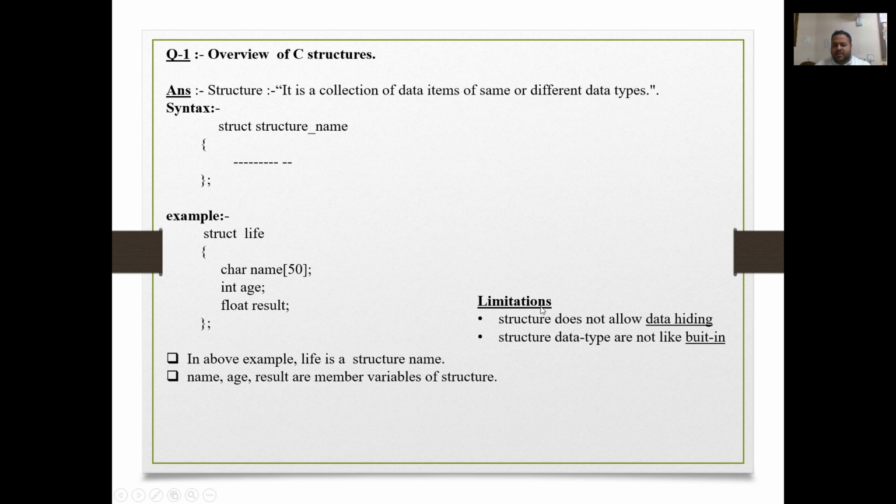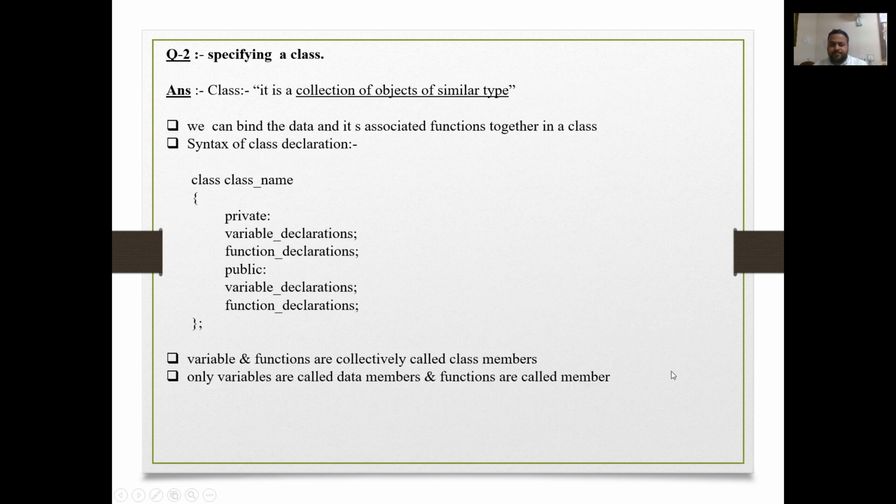Now the limitation of the structure is that structure does not allow data hiding, so that is why we are using the class. And structured data types are not like built-in, so that is why we are using objects. So the next one is specifying a class. What is class? It is a collection of objects of similar type. We can bind the data and its associated functions together in a class, but we cannot bind using the structure.